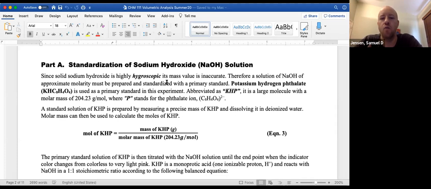And so what we would do is take the solution that we're not sure about, in this case in part A the sodium hydroxide, and we would titrate it, we'll talk about what the titration involves in a minute, against something that we do know the value of. In this case, we use a standard acid called potassium hydrogen phthalate, abbreviated as KHP, which is a monoprotic acid, and so we have an acid and a base.